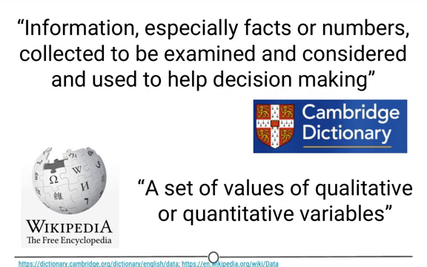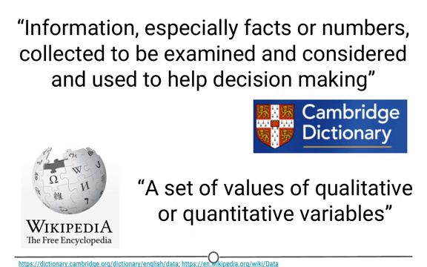Second, we'll look at the definition provided by Wikipedia, which is a set of values of qualitative or quantitative variables. These are slightly different definitions and they get at different components of what data is. Both agree that data is values or numbers or facts, but the Cambridge definition focuses on the actions that surround data. Data is collected, examined, and most importantly, used to inform decisions. We've focused on this aspect before.